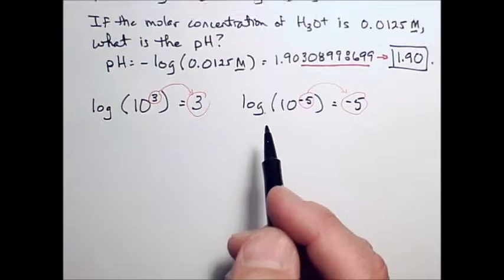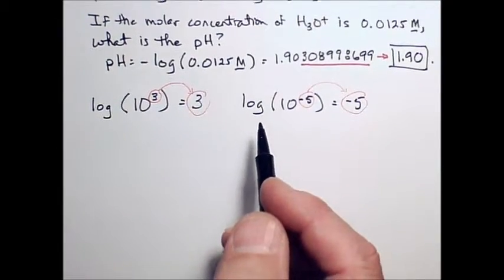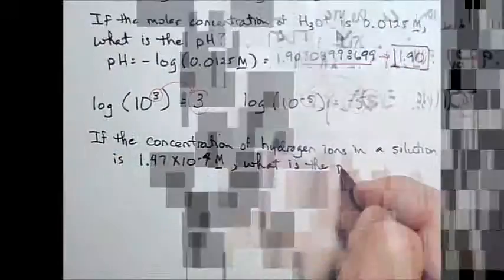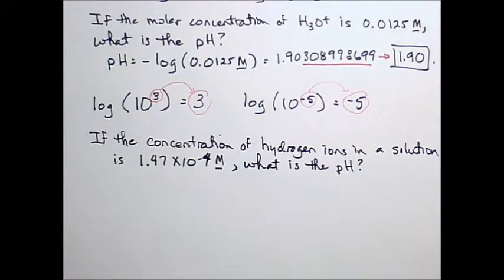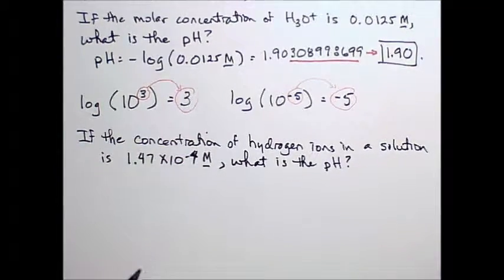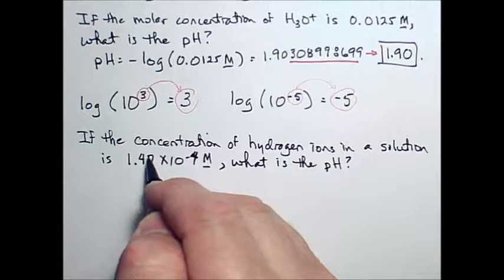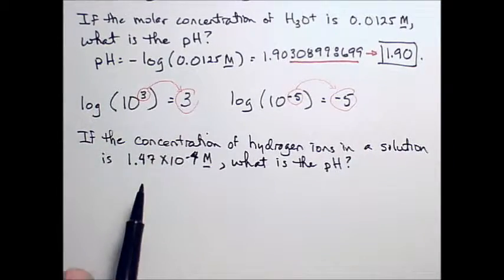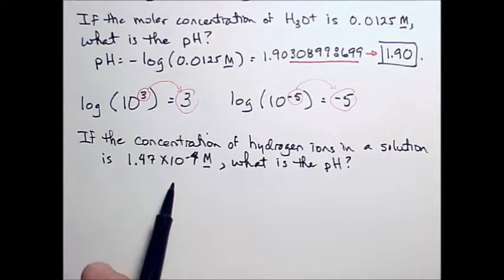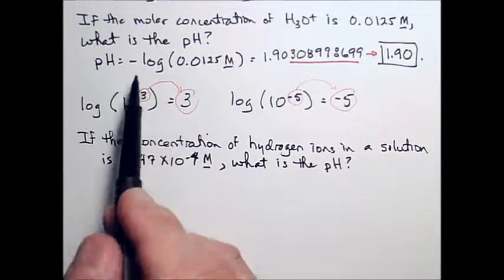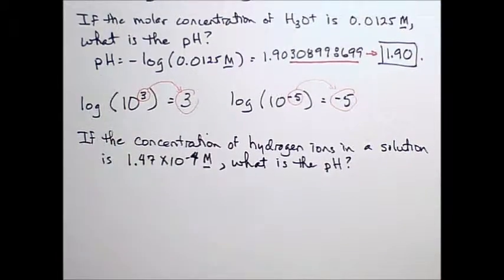All right, do we want to practice calculating pH one more time? Sure. All right, let's do one more. Okay, if the concentration of hydrogen ions in a solution is 1.47 times 10 to the negative 4 molar, what is the pH? Now you have to show all your work, which means you have to put it down like this, okay? You have to put all your work on paper.